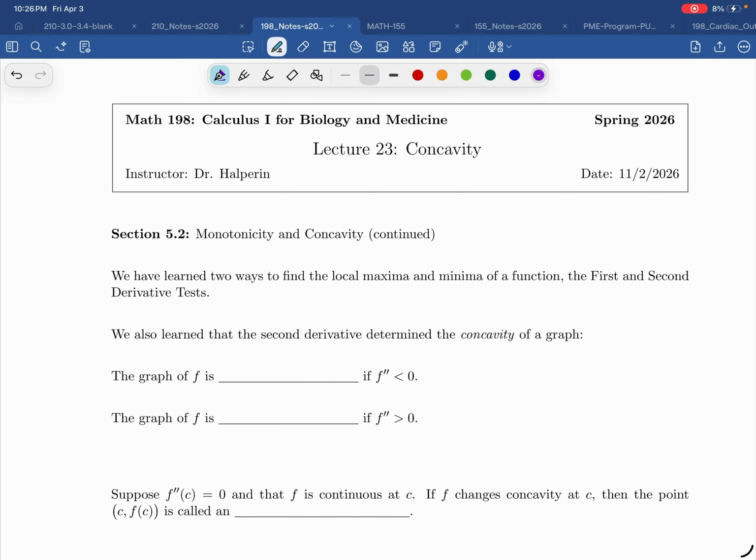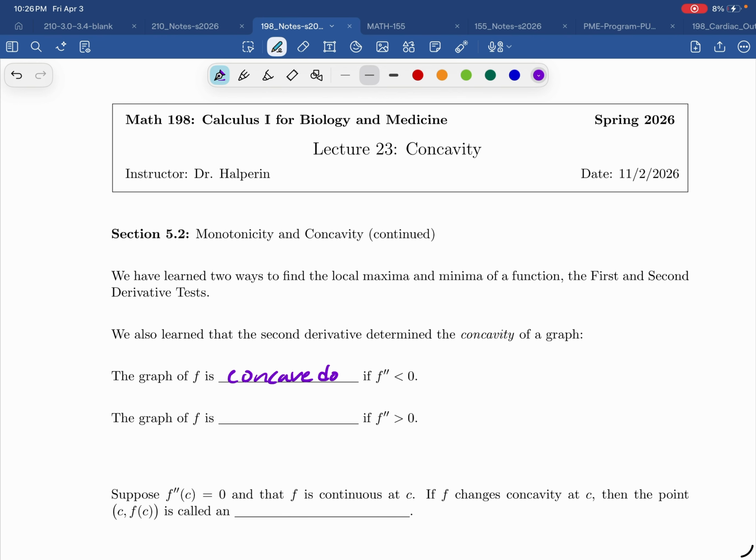Let's continue with section 5.2, monotonicity and concavity. Today we're really going to be focusing on concavity. Remember we learned about the second derivative of a graph. Visually speaking, we refer to that as the concavity of a graph.